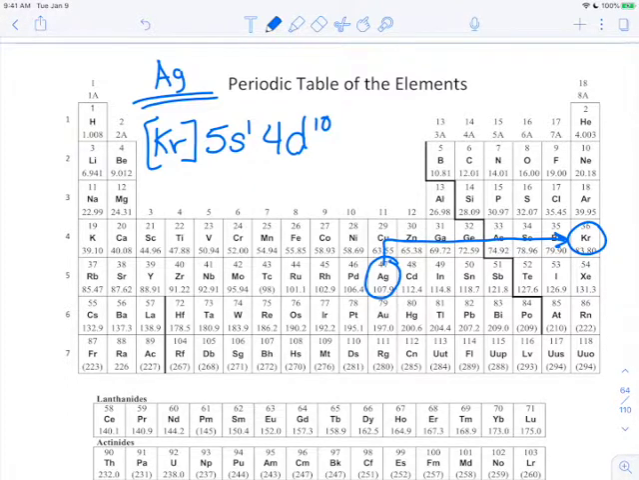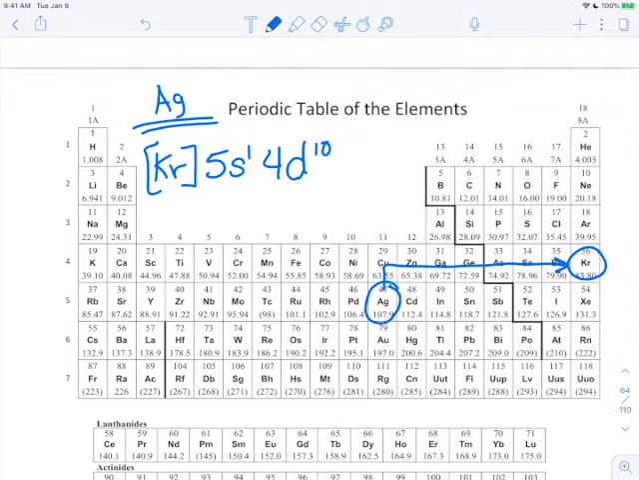All right, any questions on how we tackled this irregular element, silver? This is the standard configuration for silver when it is not an ion. Chromium 5s1 4d10. All right.